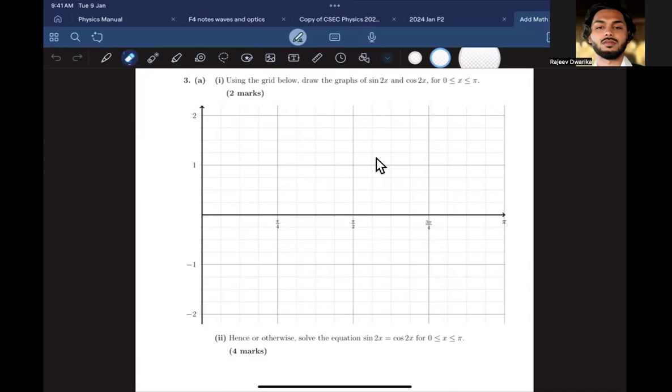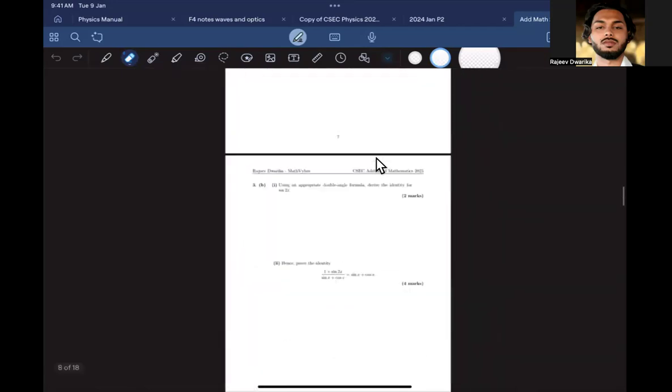This one was nice, because when you plot the graph, the point of intersection would have been the solution. When you say sine 2x is equal to cos 2x, you're saying the y value is equal to the y value, and at the point of intersection, the y values will be equal. So that was the answer. Or you could divide throughout by cos 2x to get tan 2x. That'll be kind of hard for the level.